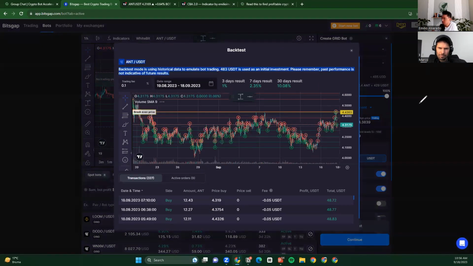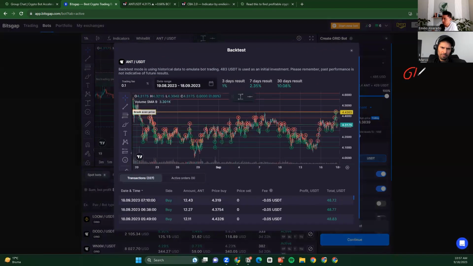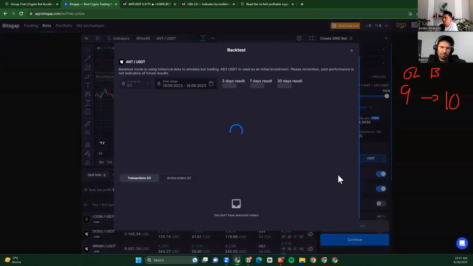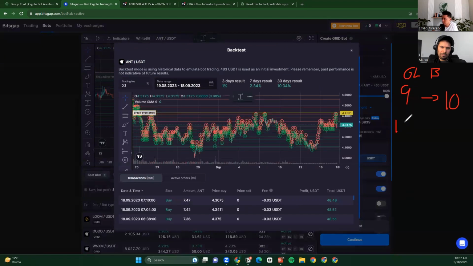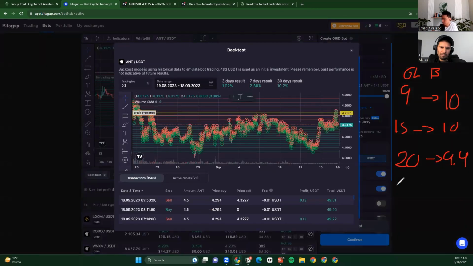So for example, with 9 grid levels, you're going to write this down. 9 grid levels, you had a back test of 10%. Then you're going to increase it to 15. It kind of goes from intervals of 10, 15, 20, and so on. You're going to do it one more time, but this time with 15 grid levels. You get about the same percentage, 20, and then the last one, 25, 10.2.